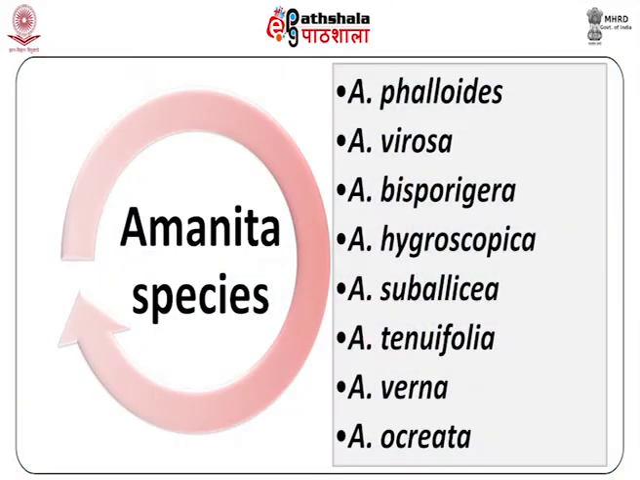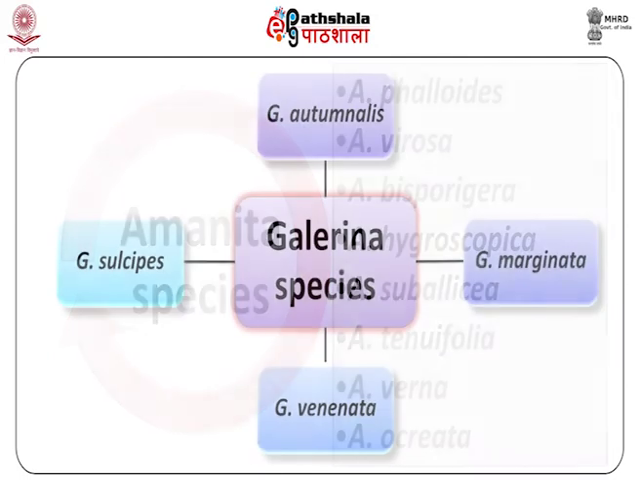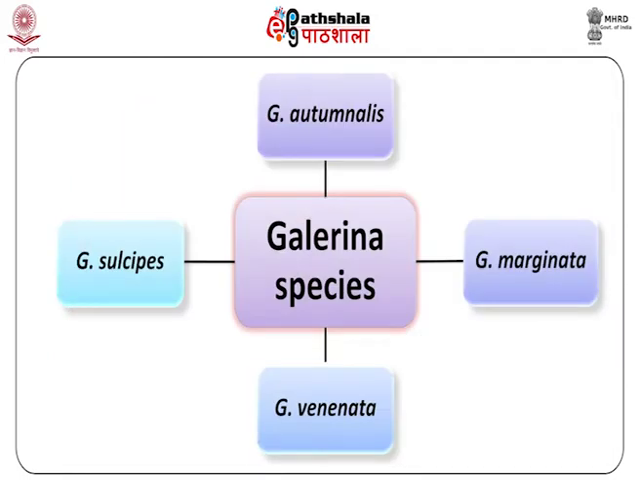Depending on the nature of the toxin present, the mushrooms can be classified into several groups, whose examples include Amanita species including A. phalloides, A. virosa, A. hysporegra, A. hygroscopica, A. subalicia, A. tunifolia, A. verna and A. ocreata. Next are the Galerina species.